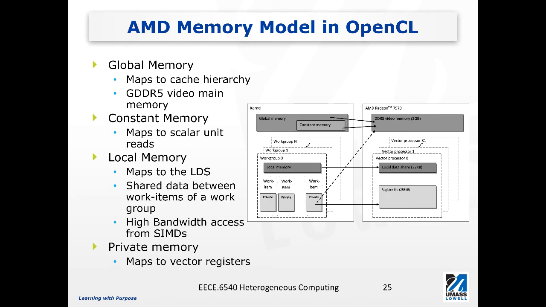Here we want to illustrate the memory model in OpenCL. Although it says AMD, this applies to other graphics processors. We're talking about several types of memory: global memory, constant memory, local memory, and private memory. Global memory is the lowest level of the memory hierarchy. It maps to the cache hierarchy, and in the context of GPUs, we're talking about the graphics memory on the graphics card. That's the video card's main memory, and it's furthest away from the processor.